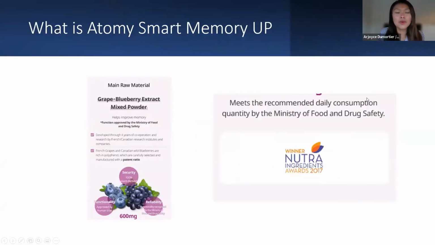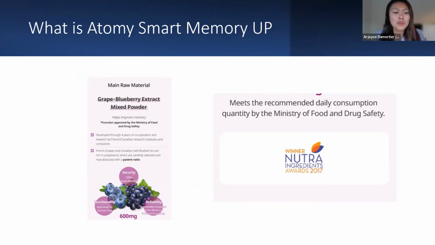Now, what is so special about our Atomy Memory Up? So first of all, the main raw material is grape blueberry extract mixed powder. So it has been proven and tested that this helps improve memory, and the function approved by the Ministry of Food and Drug Safety. It is developed through 4 years of cooperation and research by French Canadian research institutes and companies. So the main ingredients are French grapes and Canadian wild berries. These fruits are very rich in polyphenol, which are carefully selected and manufactured with a patent ratio.